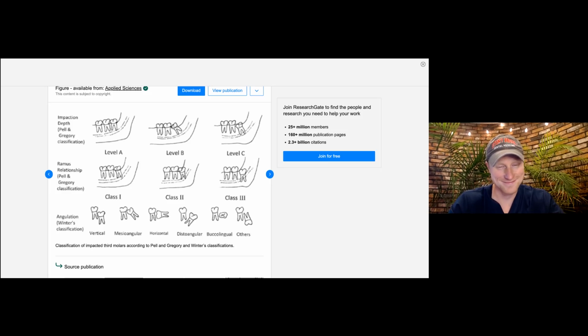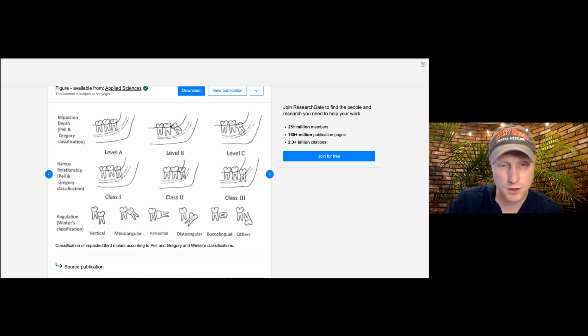Let's break down your answer for the 25-year-old male with a symptomatic, distoangular, partial bony impacted left mandibular third molar, apex 2 millimeters from the IAN canal. Pell and Gregory classification. Your answer: position B, class 2. Correctness check: position B. Nailed it, you lucky bastard. Partial bony impaction means the tooth is not fully encased in bone, with part of the crown above the cervical line of the second molar, but below its occlusal plane. Position B fits like a glove. Good guess, or maybe you're not as brain dead as I thought.